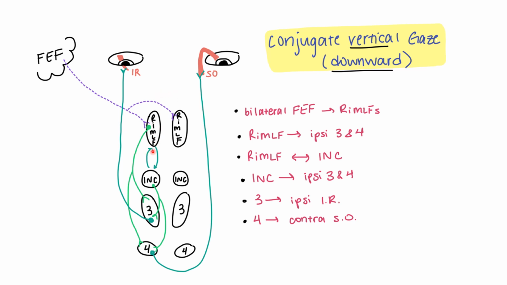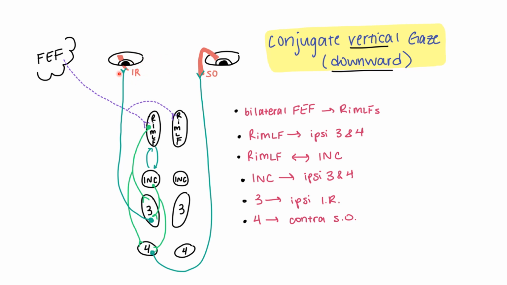So then this RIMLF is going to send signals to both the oculomotor nucleus and the trochlear nucleus. So that way, the oculomotor nucleus can go and activate the inferior rectus of this eye to look down. And then also, so that this trochlear nucleus can go and cross over contralaterally and activate the other eye's superior oblique. So the superior oblique being activated means the eye is going to look down and out. This eye is going to look down and in.